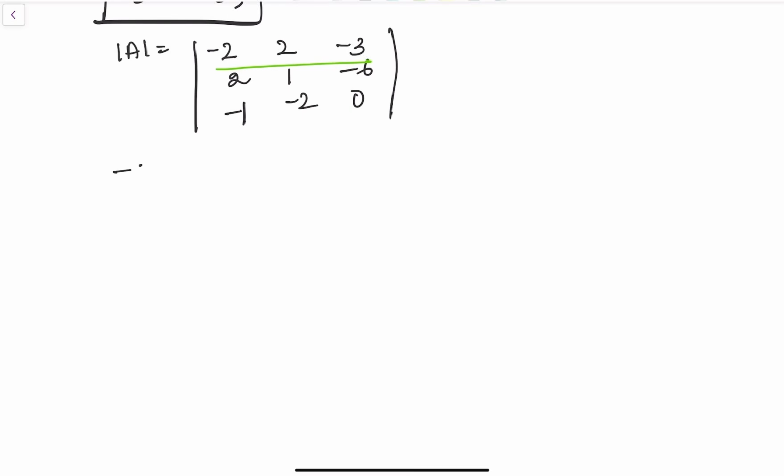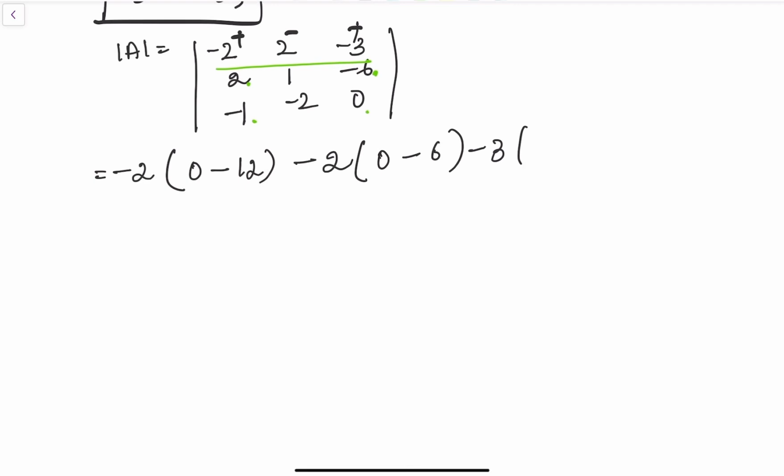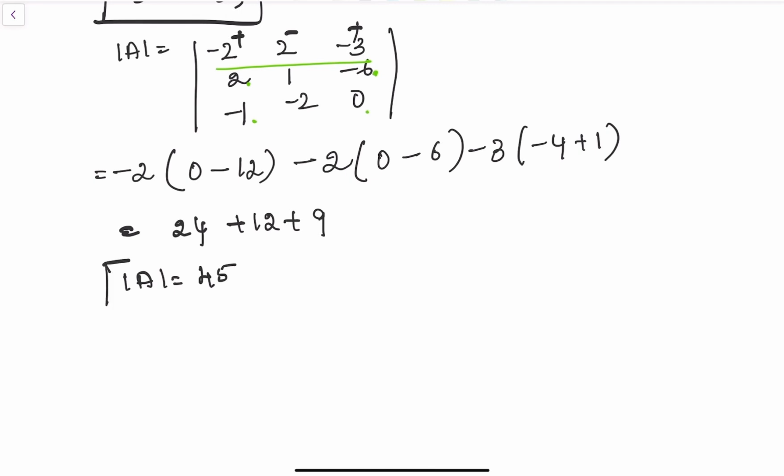How to find the determinant: the first element, minus 2, into 0 minus 12. Then minus 2 into 2 into 0, which is 0, and minus 1 into minus 6, so it is 0 minus 6, right? The signs are plus, minus, plus. Then minus 3 into minus 4 plus 1. Now solve it. It will be 24 plus 12 plus 9. So the determinant of A is equal to 45.